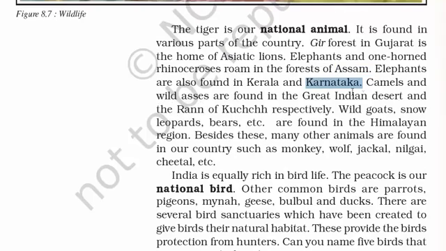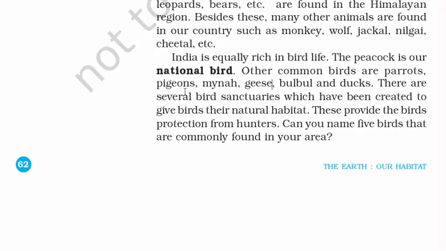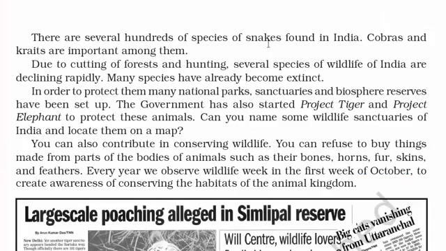Camels are found in desert or Gujarat. Wild goats, snow leopards, bears, etc. are found in Himalayan region. Besides these, many other animals are found in our country such as monkey, wolf, jackal, nilgai, cheetal, etc. Now coming to the bird. So the national bird is peacock. Other common birds are parrot, pigeon, myna, geese, bulbul and ducks. There are several bird sanctuaries which have been created to give birds their natural habitat. These provide the birds protection from hunters. Now there are several hundreds of species of snakes found in India.